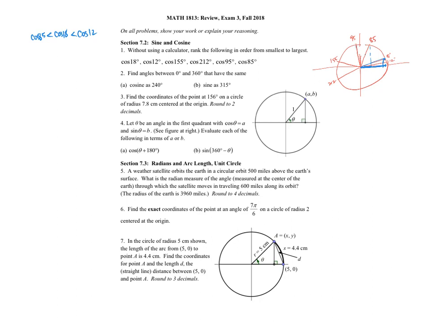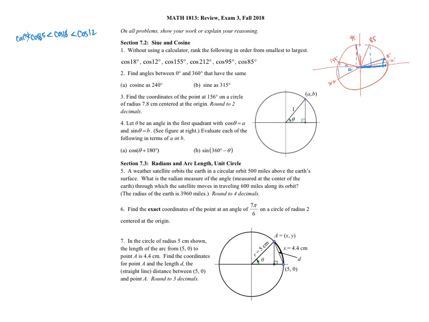Then cosine of 95 is actually negative, right? So cosine of 95 is negative. And then let's see, is 155 or 212 going to be smaller? How far away is 155 from 180? 25 degrees, so the reference angle there is 25. And what about for 212? 212 minus 180 is 32, so the reference angle there is 32. And so that means that the x-coordinate, let's see here then.